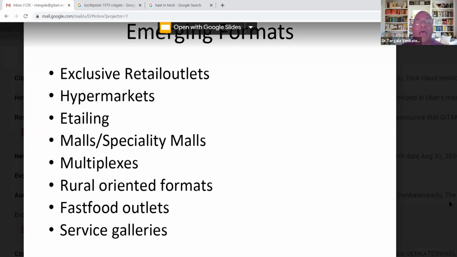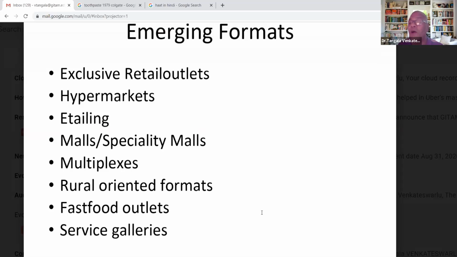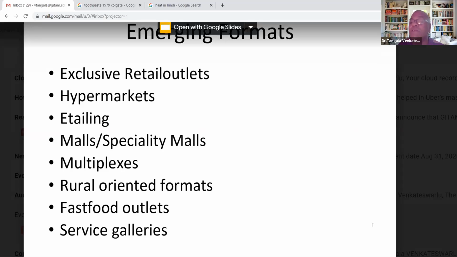So malls have multiple shops inside the mall, and specialty mall is confining to selling a particular category of products. So sometimes you might have seen malls which has only gold shops inside. So they confine to selling a particular category of products. Similarly, other emerging formats which you see is multiplexes, rural oriented formats. Bhavya, what are rural oriented formats?